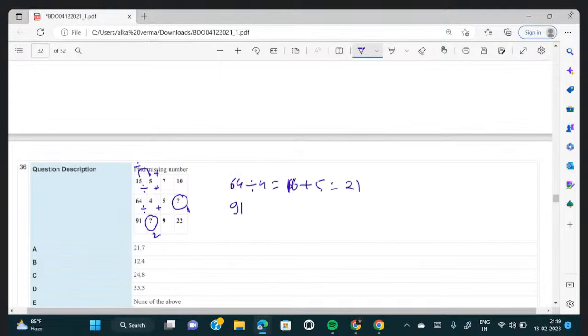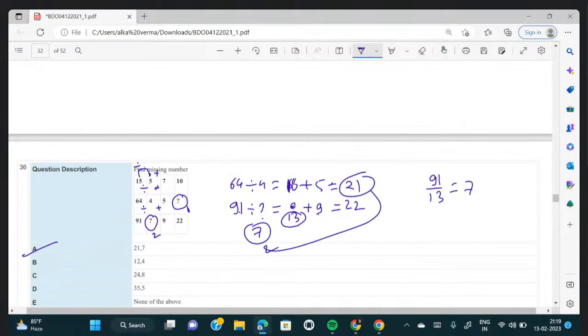Again, divide 91 by what, so that you get 9? If you add 9 to that something, you get 22. So easily, subtract 9 from 22, you get 13. And to get the 13 from 91, if you divide 91 by 13, what number will you get? 7. So here you will get 7. So 21 and 7 is the correct answer.